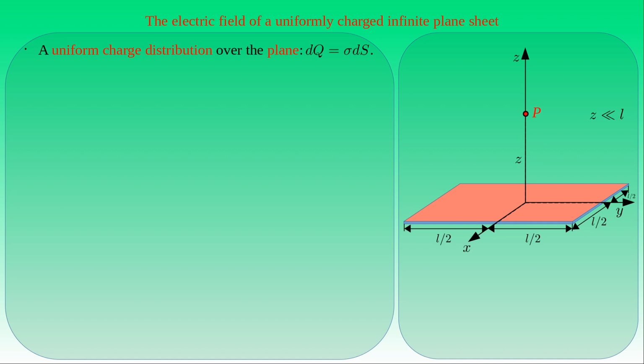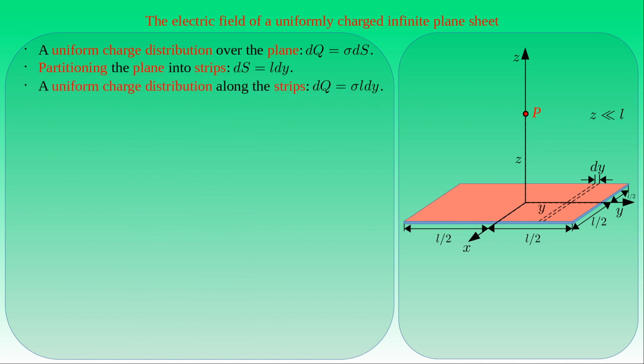If we partition the plate into infinitesimally thin strips with the length L and the infinitesimal width dy, then the area element ds can be written as L times dy, and the uniformly distributed charge over each strip is given by sigma times L times dy. We consider the strips with the infinitesimal width as lines with the linear charge distribution lambda, given by the ratio of the charge element dq to the length L of the strips. Since the charge distributed over each strip is equal to the surface charge density sigma times the length L times the width dy, lambda can be written as sigma times dy.